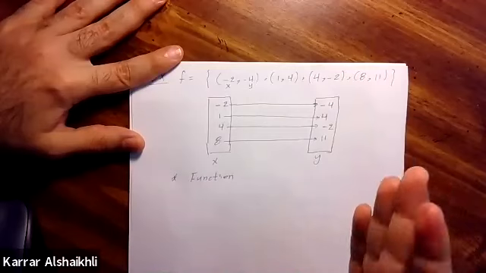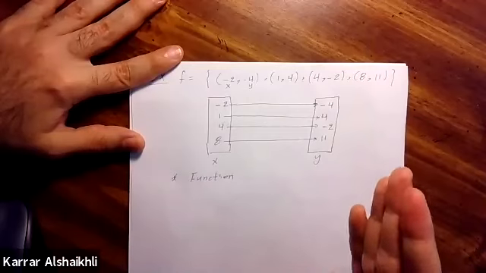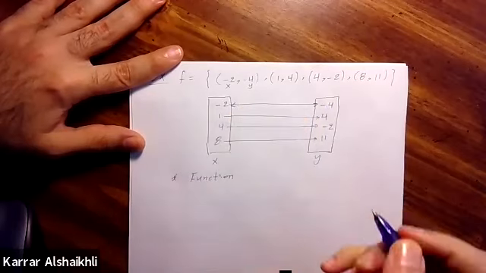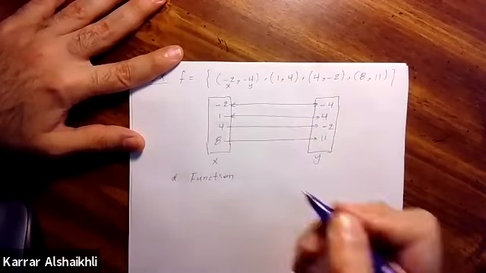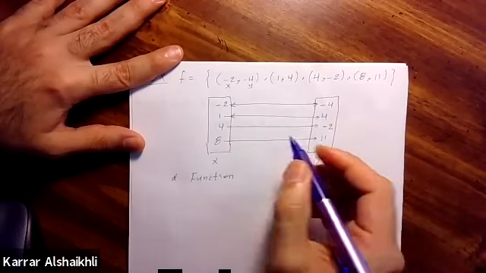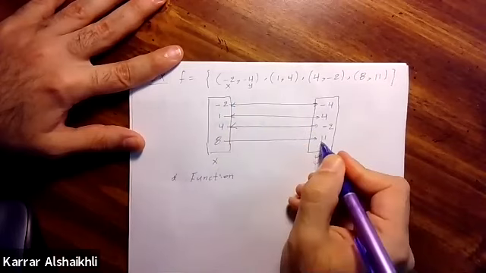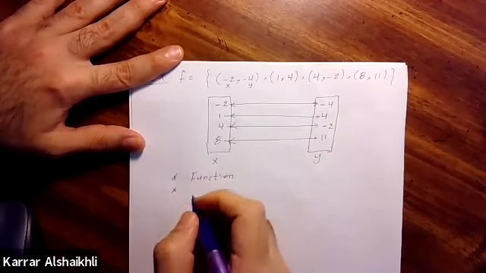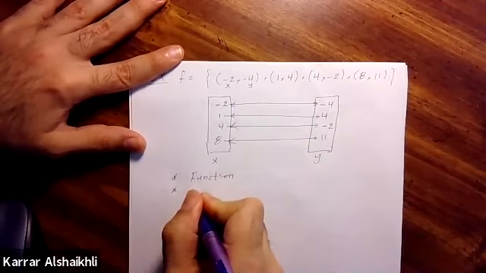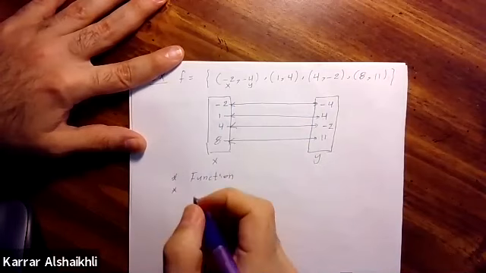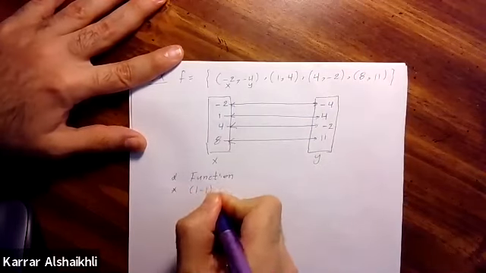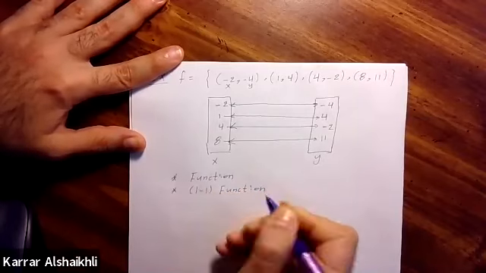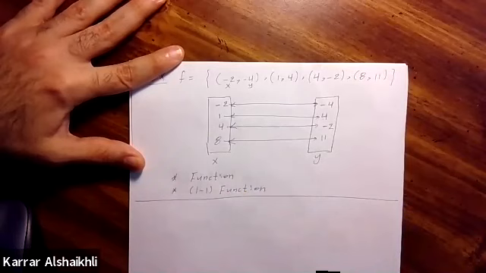Now we're gonna check the second condition. Each y goes back to one x. Each y here goes back to one x. That means the second condition is satisfied, each y goes back to one x. So it's a one-to-one function. That's it for this example.